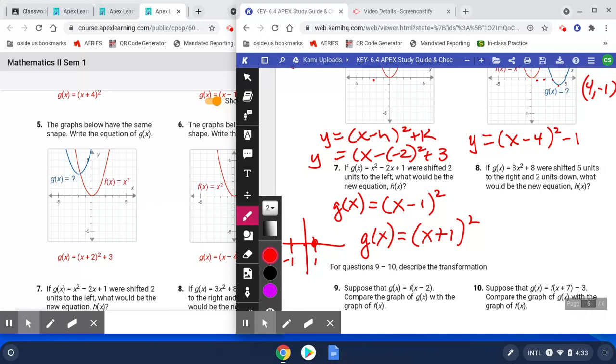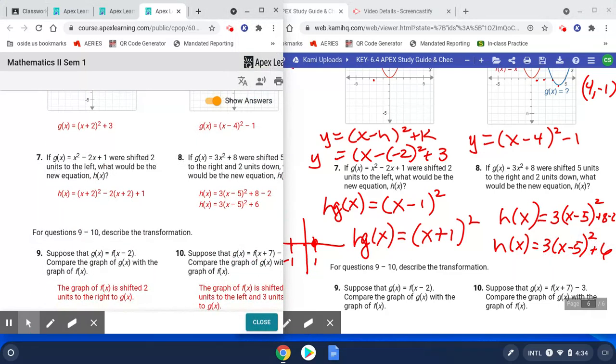If this function were shifted 5 units to the right and 2 units down, what would be the new equation? Sorry, I just realized I forgot to put an h here for this one. So this time, the x is going to be shifted 5 units to the right and 2 units down, so plus 8 minus 2 at the end. Final answer is 3x minus 5 squared plus 6.